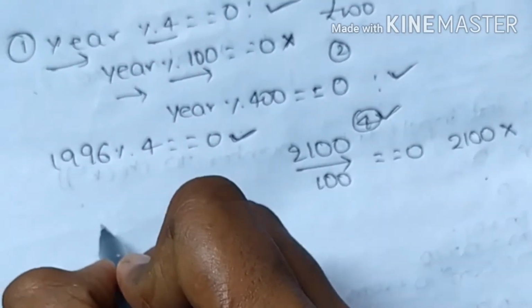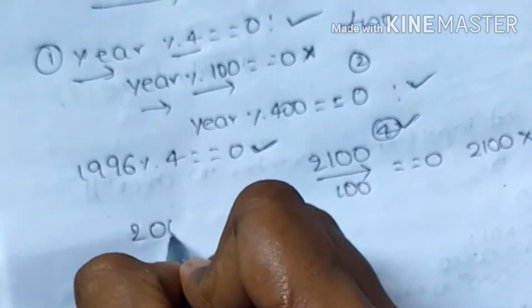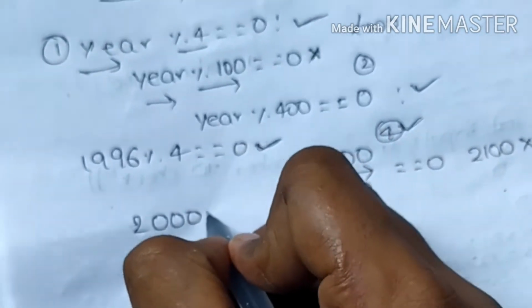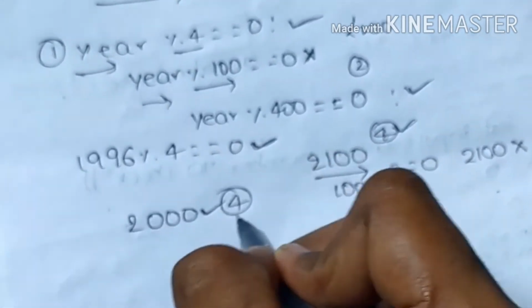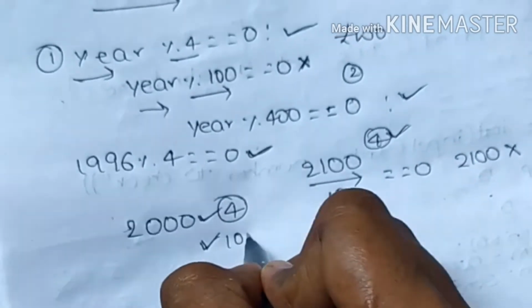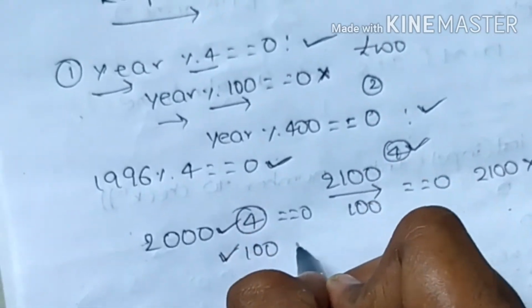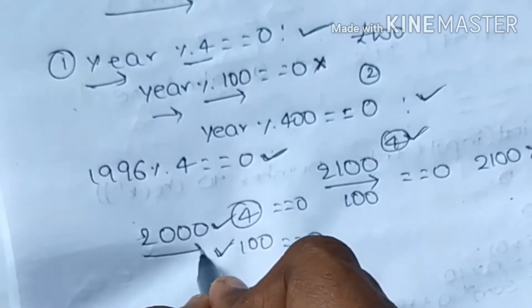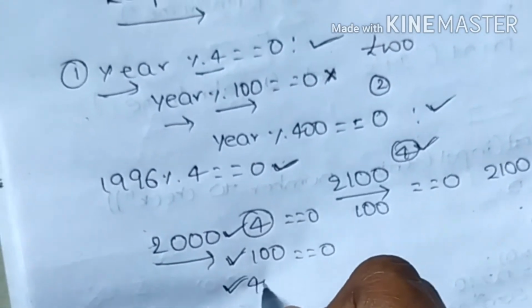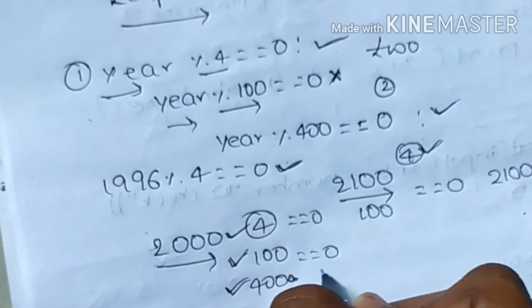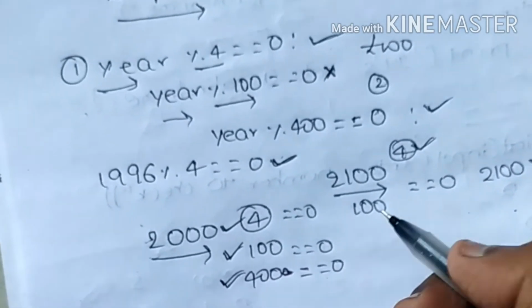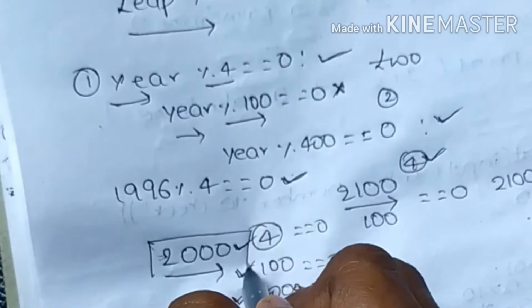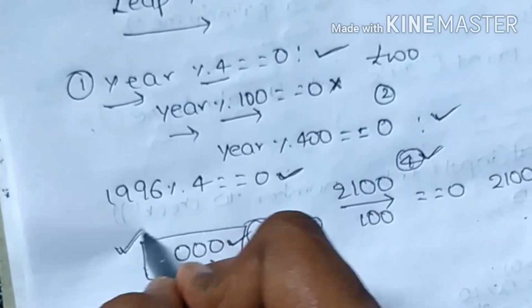Next, if we consider the example of 2000, it is divisible by 4 and divisible by 100, and we get the remainder equal to 0. Then this number is divisible by 400 also, so we get the remainder equal to 0. Then 2000 is said to be a leap year.